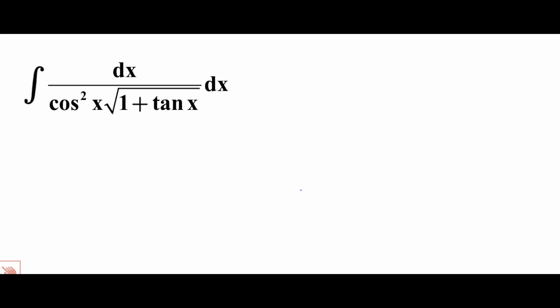Number 3, the integral of dx over cosine squared of x times the square root of 1 plus tangent of x dx. Let's use the substitution method. We'll set the expression inside the square root as u, so u equals 1 plus tangent of x, and now we need to find du. The derivative of 1 is 0, and the derivative of tangent of x is secant squared of x, which is the same as 1 over cosine squared of x.